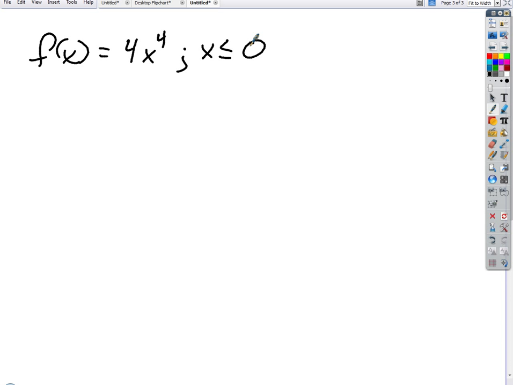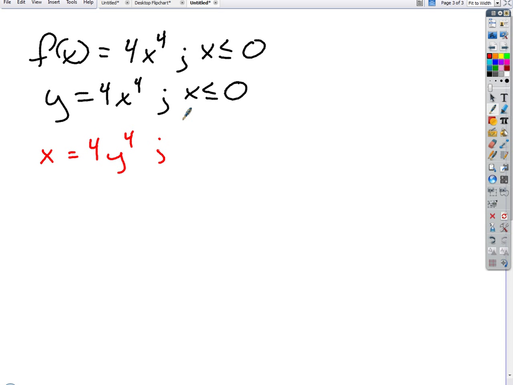Okay? So now let's find the inverse. What do we do? Change it to y. So that becomes y equals 4x to the fourth for x is greater than or equal to 0. Now if I flip the x's and y's, this becomes an x, right? And so I have to deal with that too. What's that become? Y is less than or equal to 0. So if I solve for y, what do I do? Divide by 4.